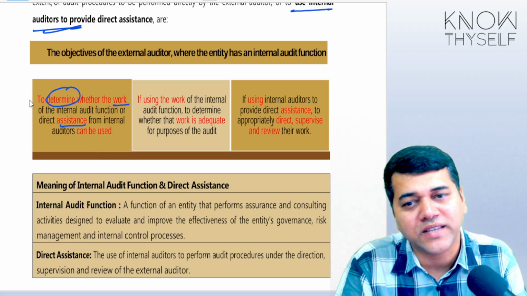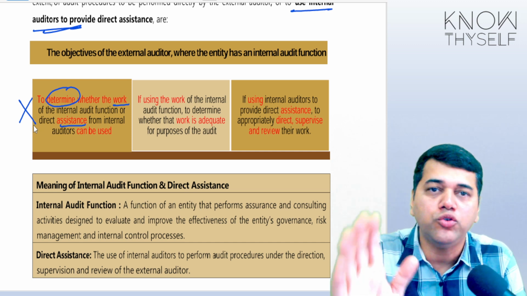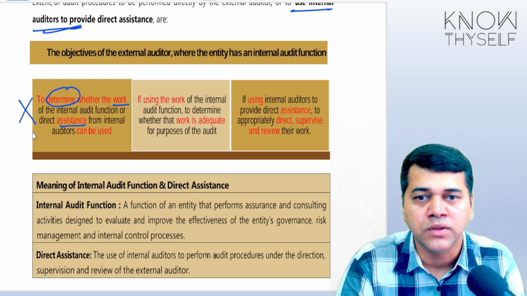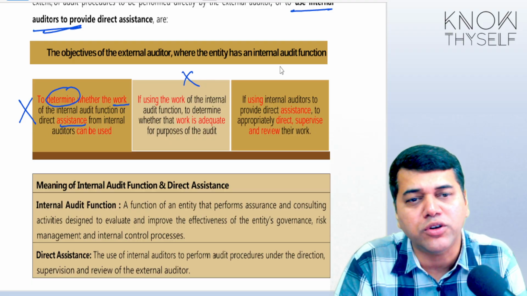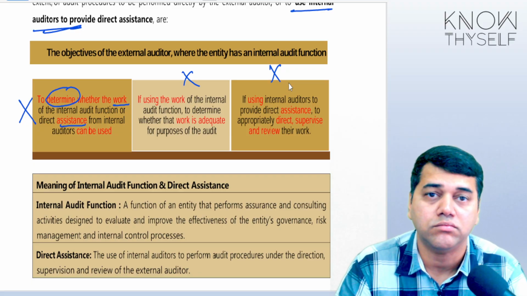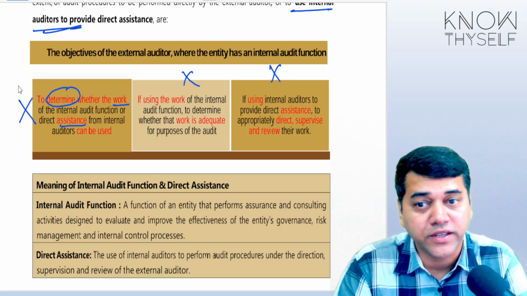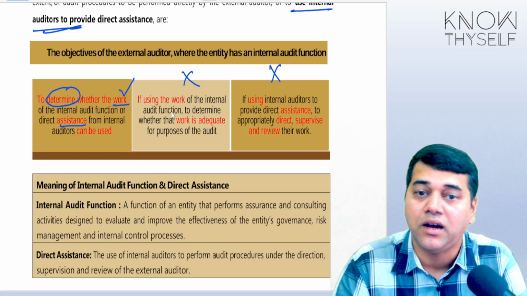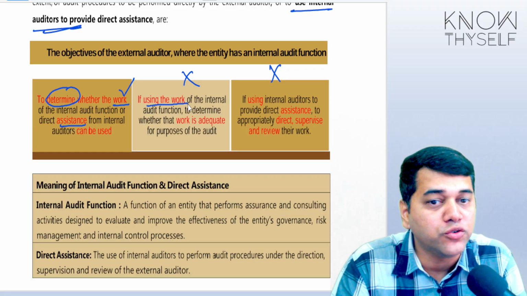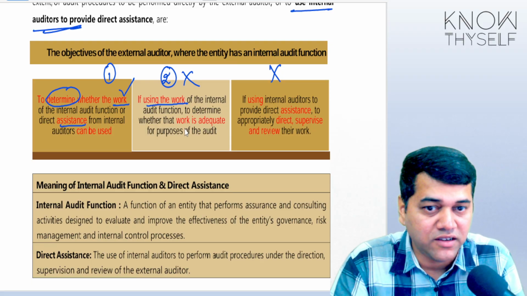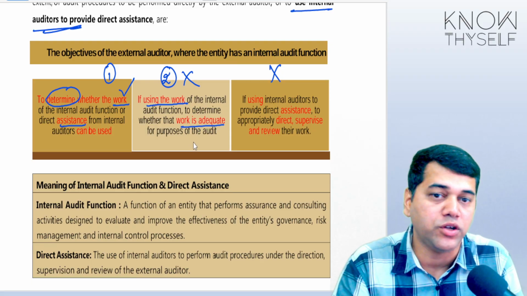If you decide at the beginning only that you don't want to use their work or their people, first of all, understood now? In such cases, you need not look into the second, and this standard doesn't become applicable to you. But what if you say, no, sir, I want to use their work? Then, if you are going to use the work, the second objective, you have to check whether their work is adequate for your purpose.